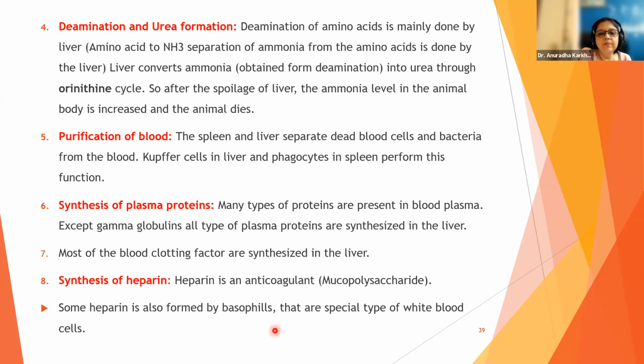Synthesis of heparin. Heparin is an anticoagulant. I don't know if you have seen this or not. When you take a blood sample and put it in the test tube, they mix that blood with something which is already there inside that test tube. That is your heparin. It will not allow the blood to form clumps. It will keep the blood in the liquid form.